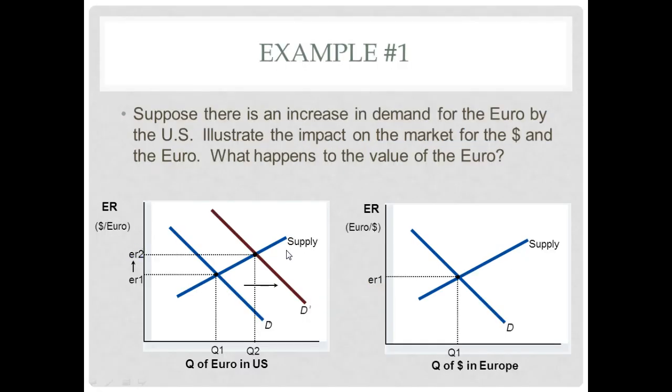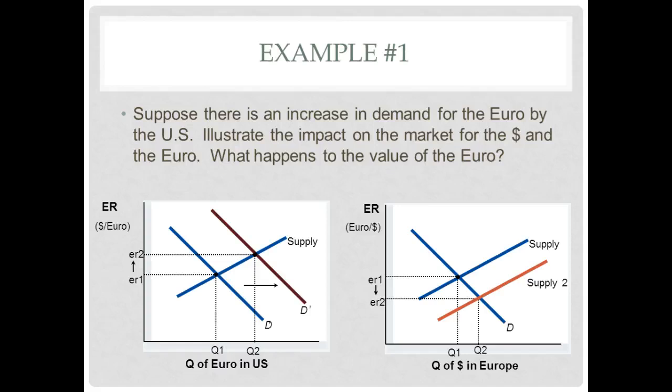So if demand has increased for the euro and the exchange rate for the euro has risen, then what must also be true? Well, if the US was looking for more euros, they must have sent Europe something to get those euros. What did they send them? Dollars. And so the supply of dollars in Europe is increasing, which means that the exchange rate, or the number of euros that you get for the dollar, is decreasing. And that essentially is what we're looking for here.